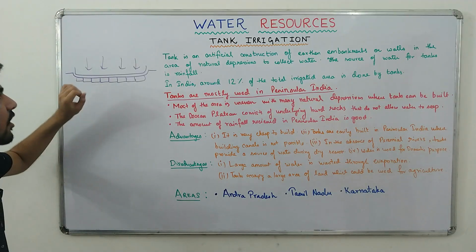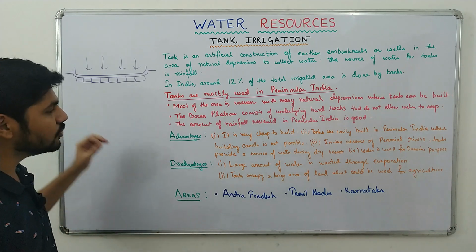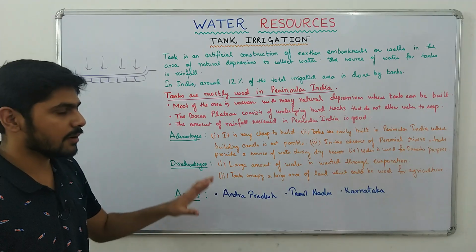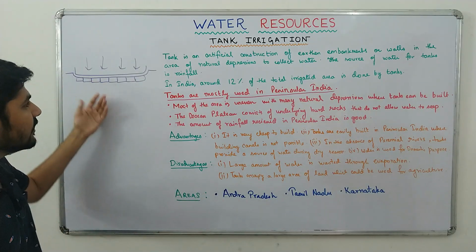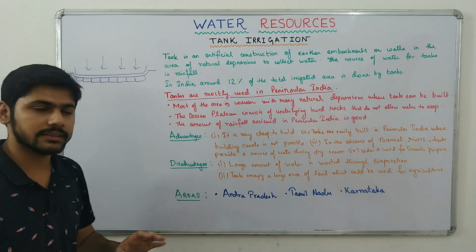Now, in tanks, water is stored during the rainfall season and this water is used during the dry season. Then, water is used for domestic purpose. Other than agriculture, the water stored in tanks is also used for domestic purposes.